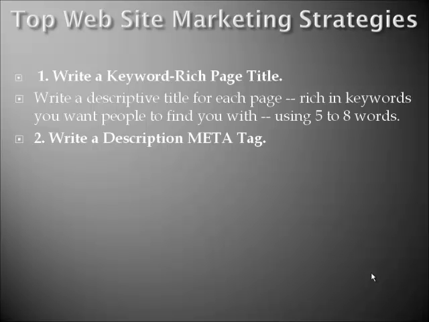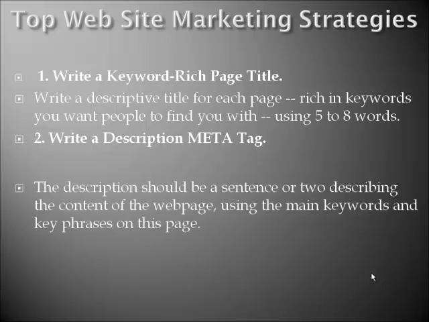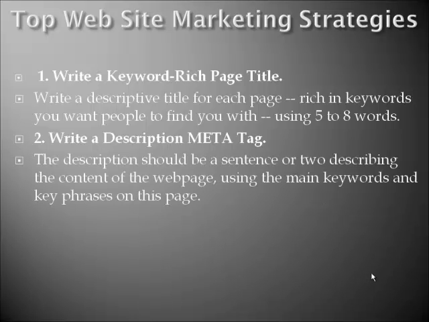The next thing you want to do is write a description meta tag. The description should be a sentence or two describing the content of the web page using the main keywords and key phrases on this page. So when you're doing a Google search and you land on a page, you're going to get the headline, the page title, and underneath it you're going to get, I think, about 60 characters. And then someone has to click on the website to read the rest of it. So this is kind of like your page description.